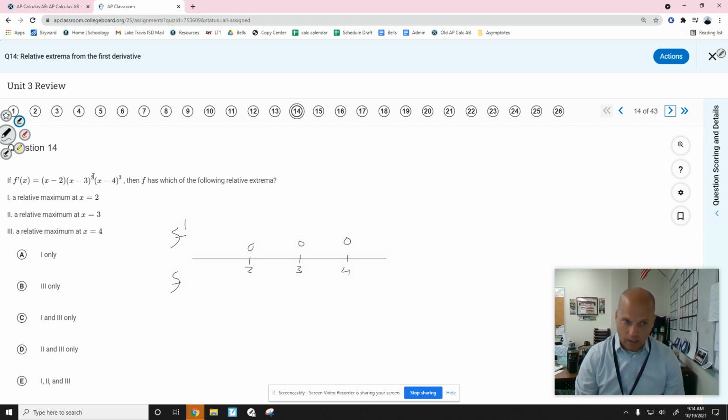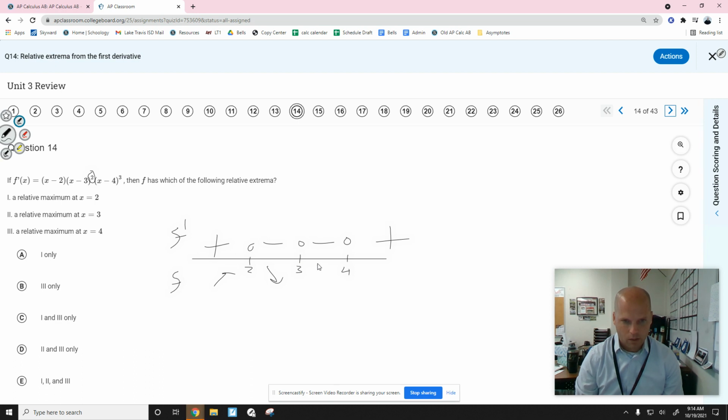Multiplicity of 3 is 2. Not going to change signs at 3. Multiplicity of 4 is odd, and at 2 is odd, so we will change signs. So we will change signs at 4. I know it's positive over here at 5. Positive, positive, positive. Will change signs, won't change signs, will change signs. F's going to be going up, flattening out, going down.